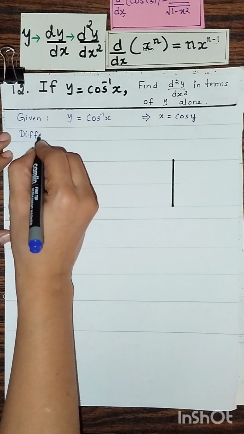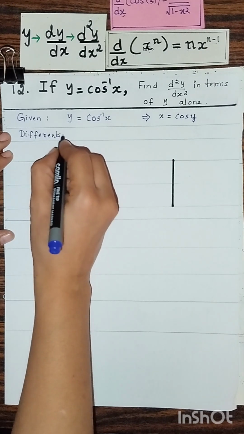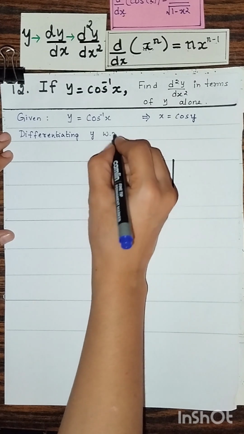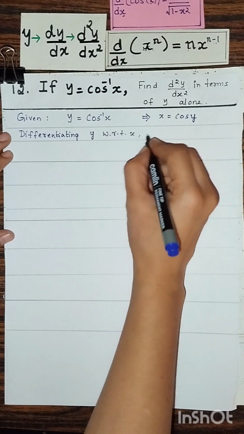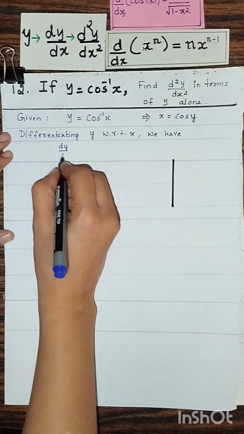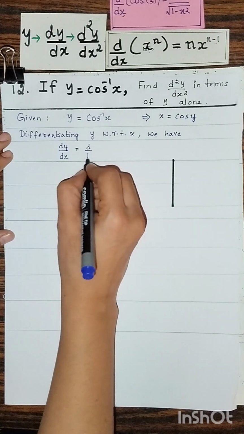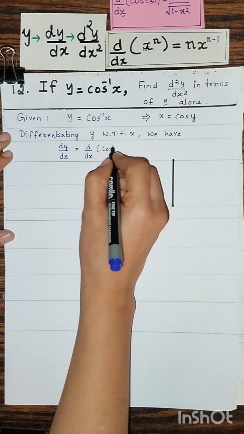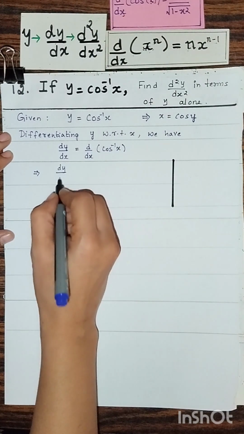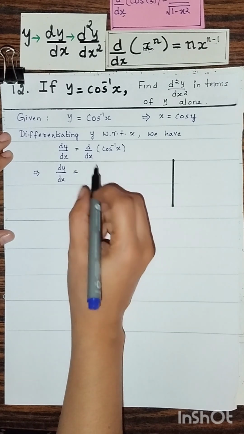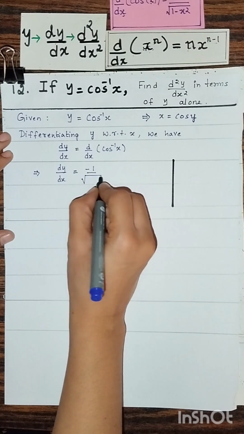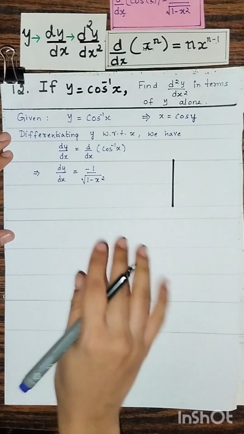Differentiating y with respect to x, we have dy by dx is equal to d by dx of cos inverse x. So this implies dy by dx is equal to, the derivative of cos inverse of x is minus 1 by square root of 1 minus x square.